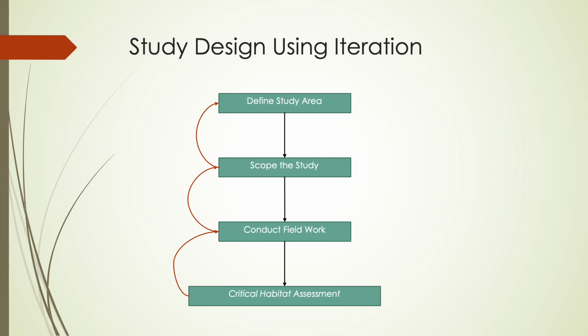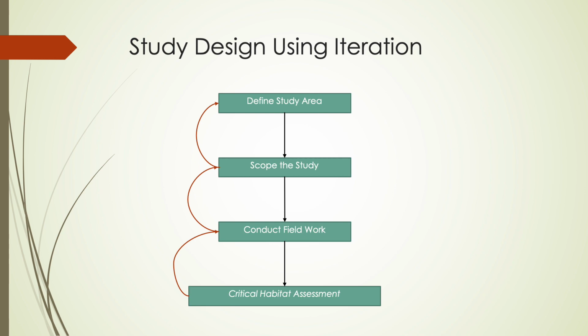A key concept for designing a good biodiversity baseline study is iteration. Most biodiversity baseline studies are composed of 4 general stages: defining a study area, scoping the study, conducting field work, and identifying areas that require special attention in impact assessment and mitigation planning. In the case of PR6, we call this last step critical habitat assessment. I will explain each of these steps in more detail, but before I do, I want to emphasize that these steps should not be conducted in a rigid sequence.